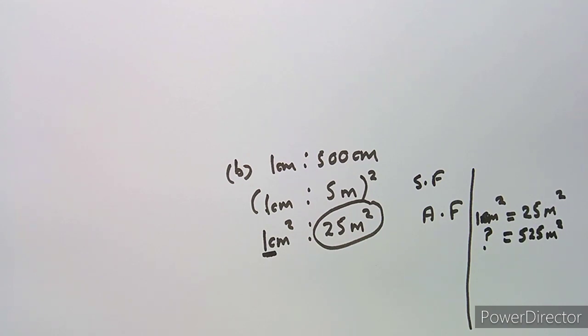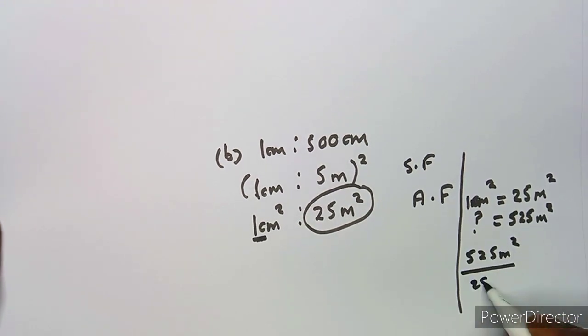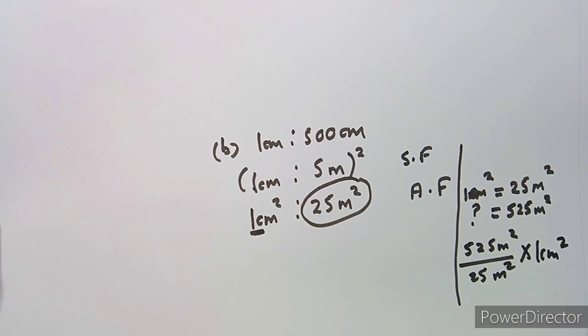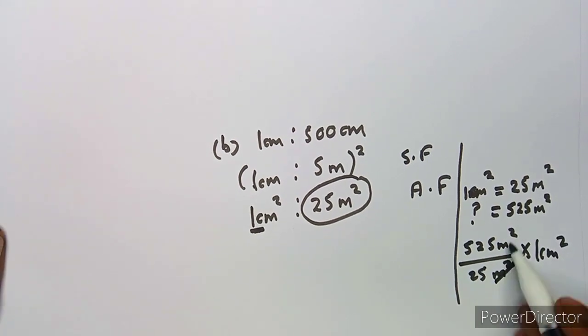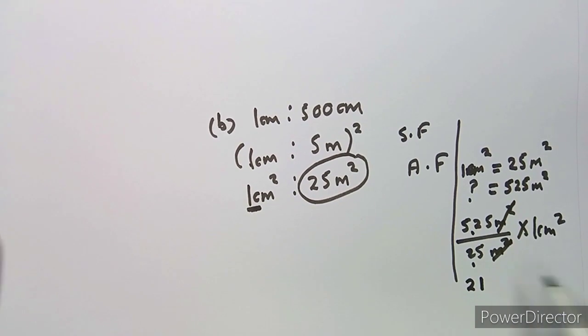So this one, just like your simple proportion, guys, what you want is 525. So it's 525 square meters over 25 square meters times 1 square centimeter. So your answer is now in square centimeters. So 525 divided by 25, guys, is going to give us 21. If you are not mistaken, that's going to give us 21. So you have to divide until you obtain that.